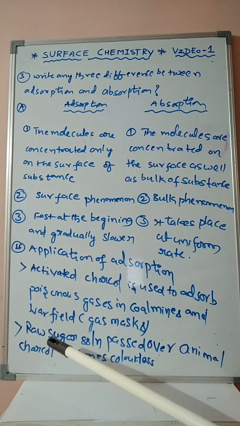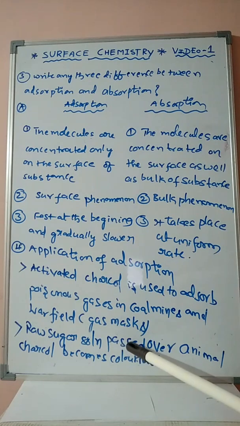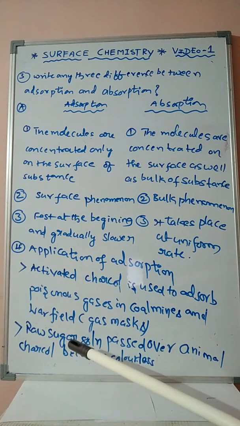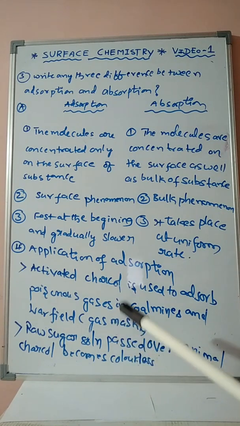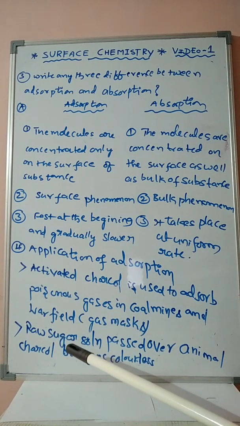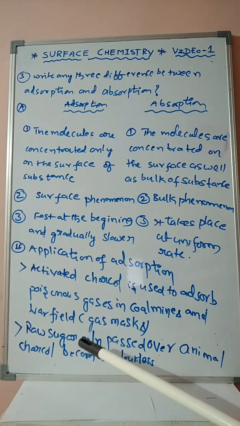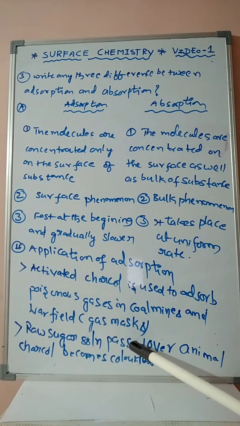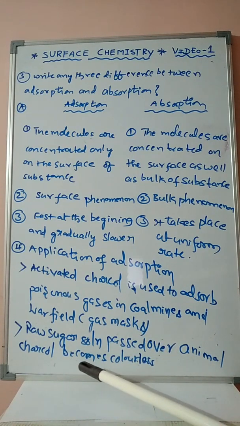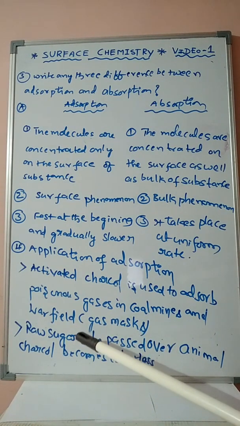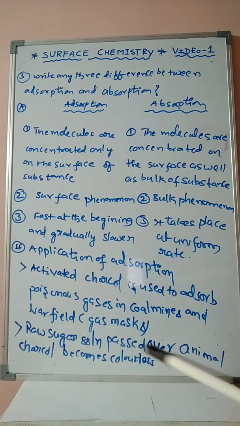And second application, raw sugar solution passes over the animal charcoal and becomes colorless. In the manufacturing of sugar, the raw sugar solution containing colored impurities passes over the animal charcoal and becomes colorless because the colored impurities present in the raw sugar solution are adsorbed by animal charcoal.